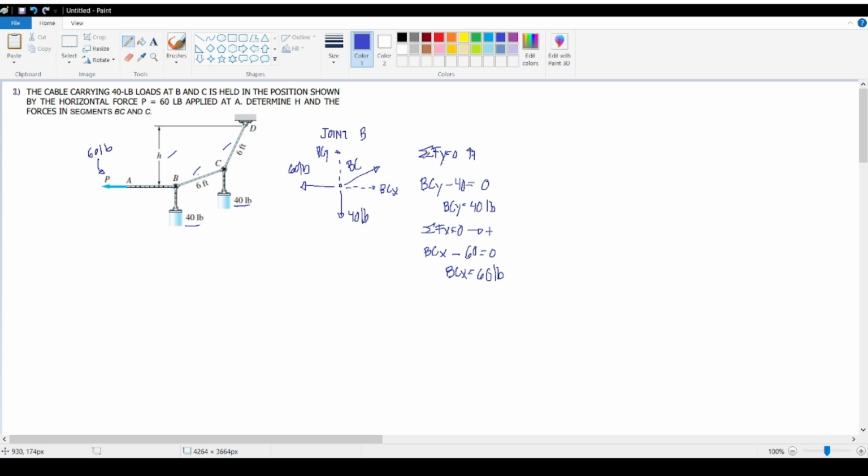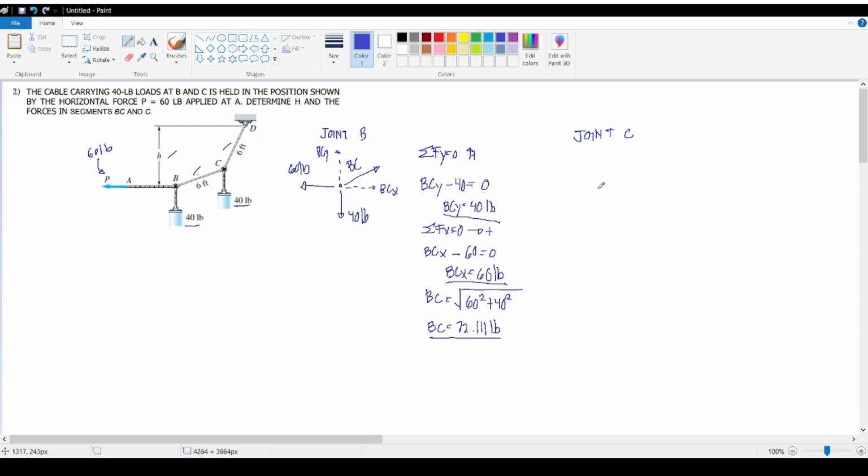Now that we have both components, BCY and BCX, we can solve for the force BC by taking the resultant of these components. With that, BC is equal to, let's use our calculators, approximately 72.111 pounds.